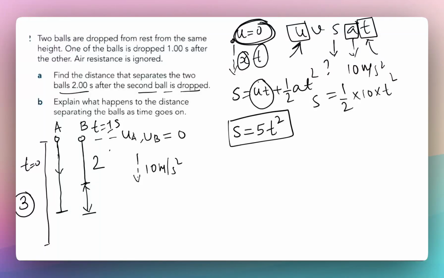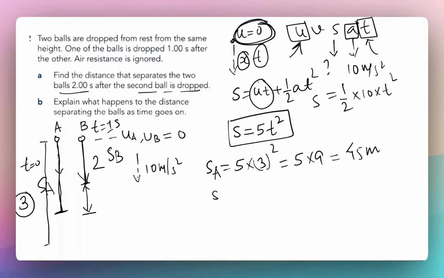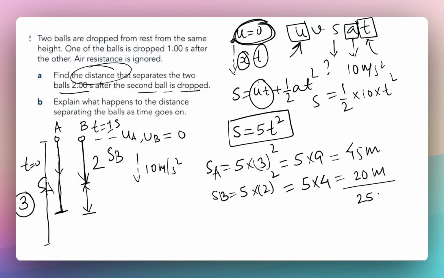Ball A is going to travel for 3 seconds. So the distance traveled by ball A, we call it SA, is 5 into 3 squared, which is 5 into 9, and that's 45 meters. The distance traveled by ball B, we call it SB, is 5 into 2 squared, which is 5 into 4, that's 20 meters. So how much is the difference between the distances traveled? It's 45 minus 20, that's 25 meters.